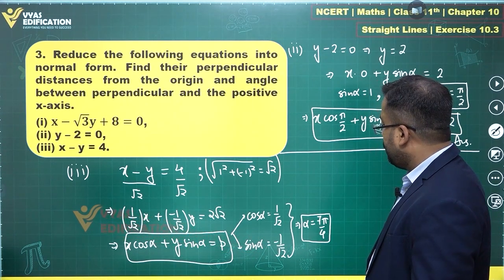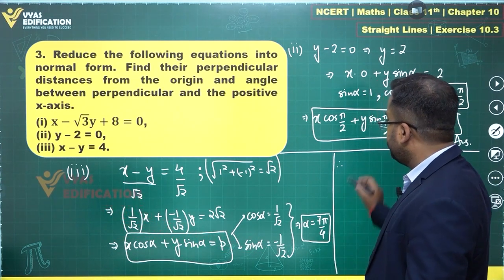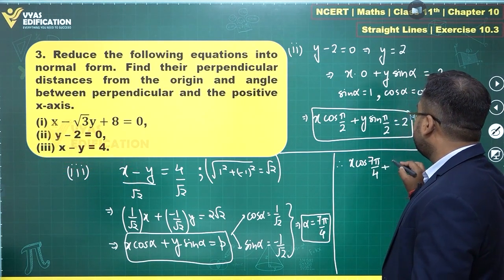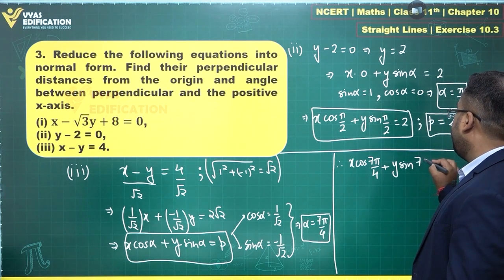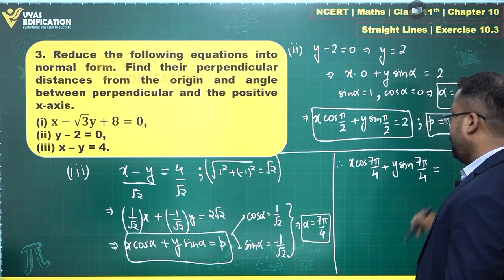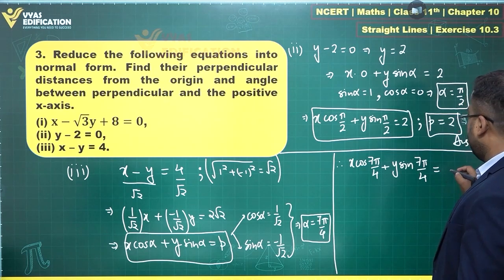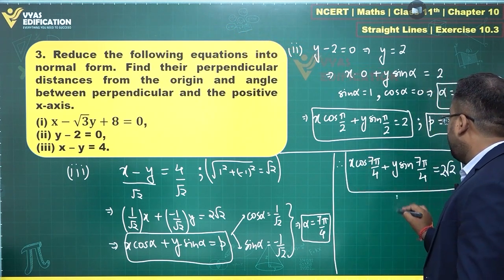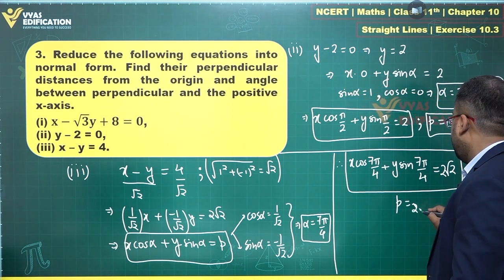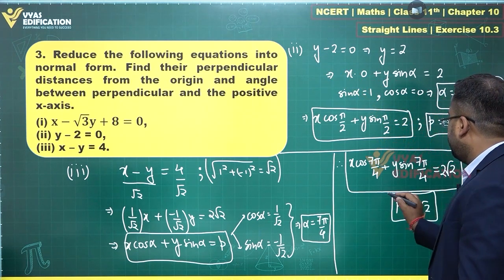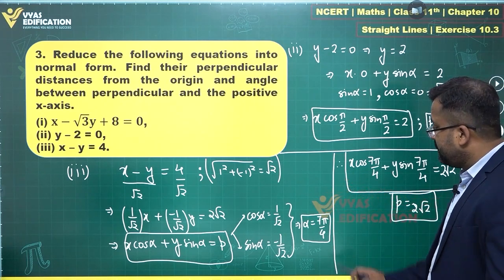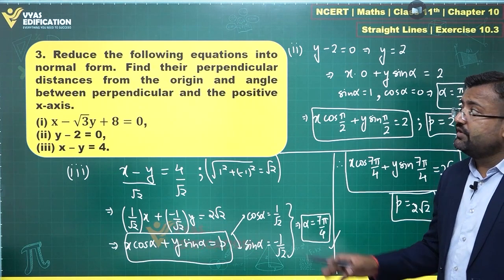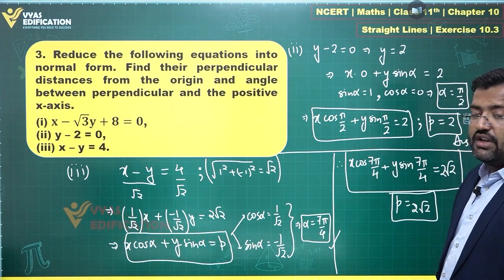Okay, once you get alpha is equal to 7 pi by 4, therefore the required equation becomes x cos 7 pi by 4 plus y sin 7 pi by 4 is equal to p, which is 2 root 2 over here. This is what we have, right? That's the equation where p is equal to 2 root 2. That's the perpendicular distance. Alpha is 7 pi by 4. That's something which we have already found. That's the complete solution of this. This is the third part of this third question, as you can see behind me.